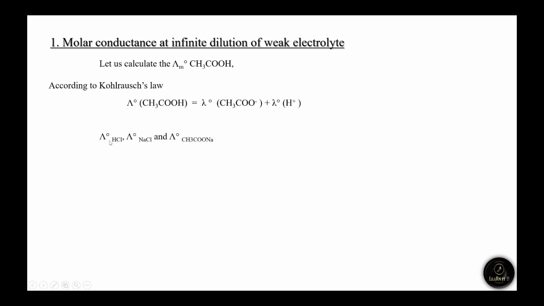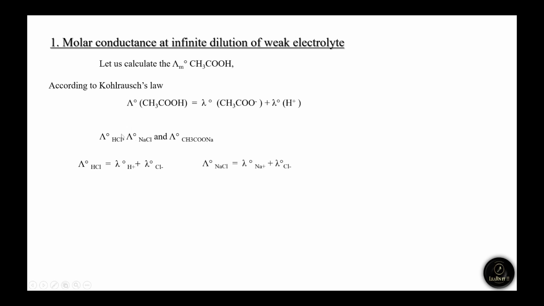So we can use the molar conductance at infinite dilution of hydrochloric acid, sodium chloride and sodium acetate, as these are strong electrolytes. They will have straight lines which meet the y-axis, so we can make use of them. So the molar conductance at infinite dilution of HCl is equal to the molar ionic conductance of the H plus ion at infinite dilution plus the molar ionic conductance of the Cl minus ion at infinite dilution.